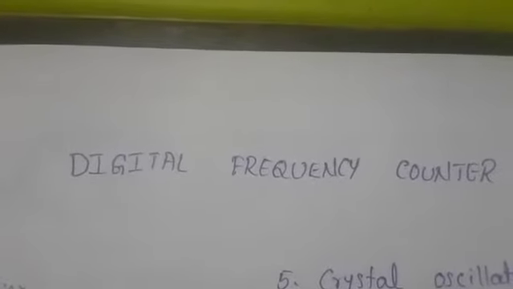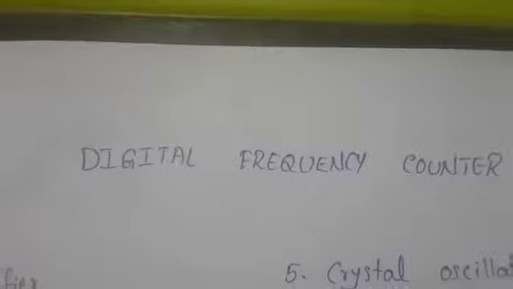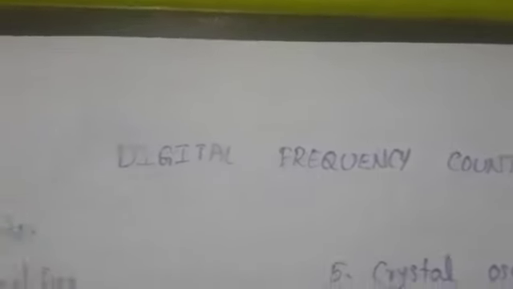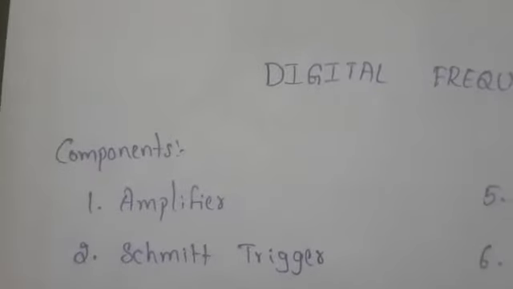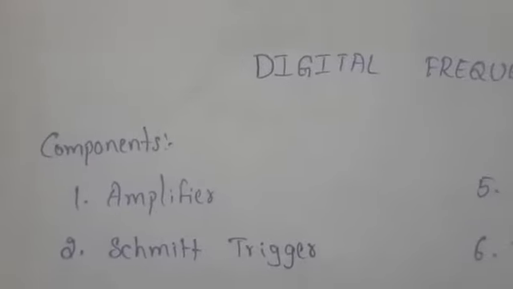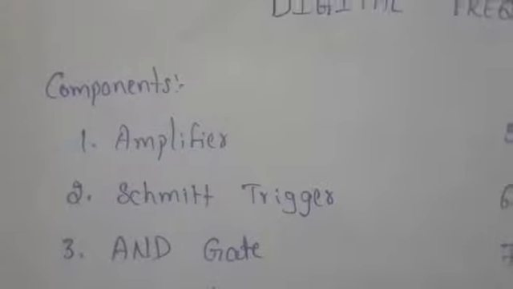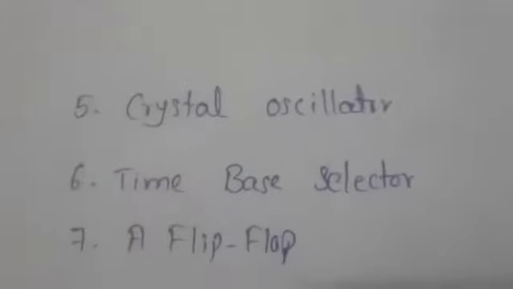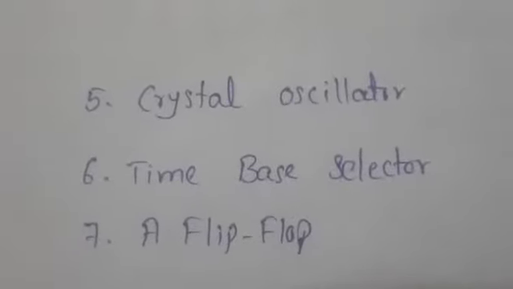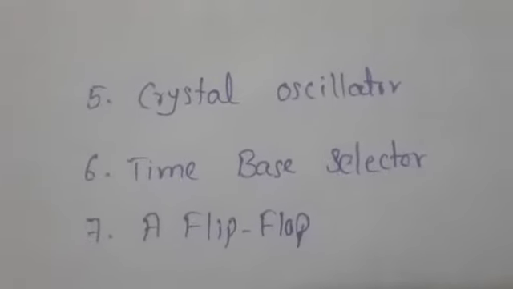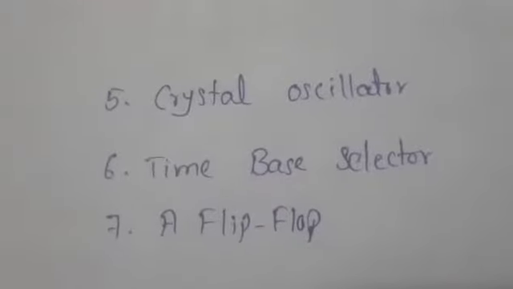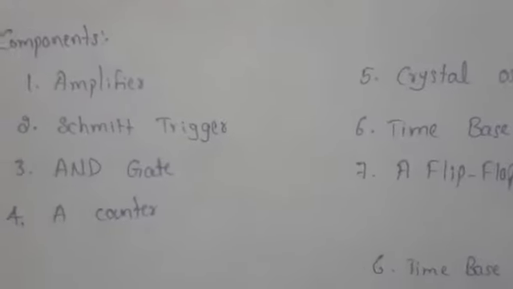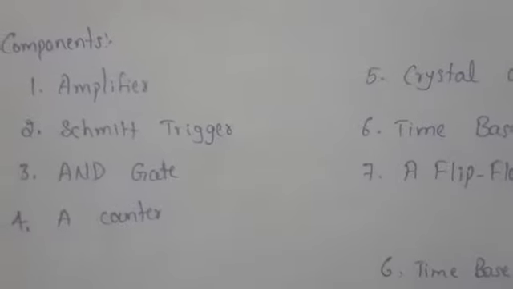And this frequency counter has different types of components in its block diagram. Those components are: first one amplifier, second one Schmitt trigger, third one AND gate, fourth one a counter, and fifth one crystal oscillator, time base generator, and then a flip flop. So these components are used in the digital frequency counter block diagram.